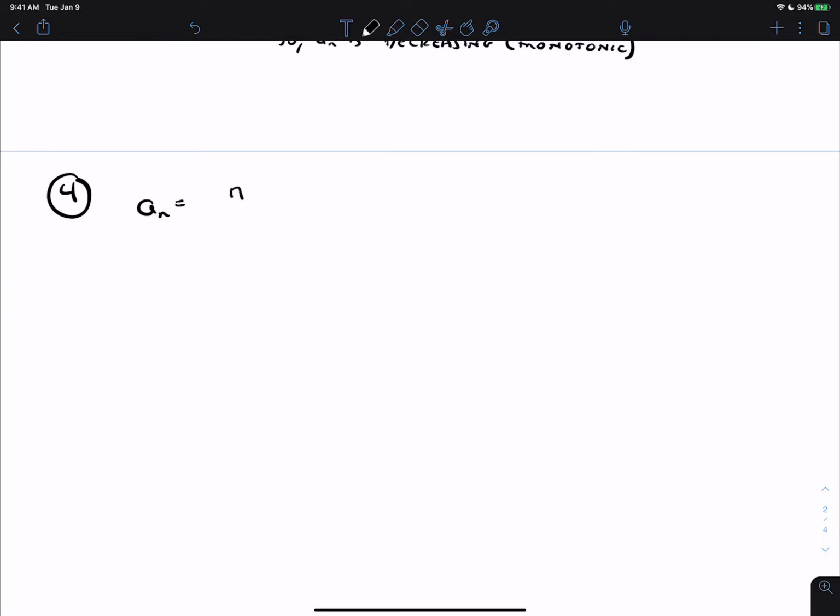So let's say I have n over n squared plus 3. So here, if you start looking at a_(n+1), it's not quite as clear which one is larger than the other. So if I were to do this, which is not what I'd recommend that we do, I get (n plus 1) over (n plus 1) squared plus 3, which is (n plus 1) over n squared plus 2n plus 4.